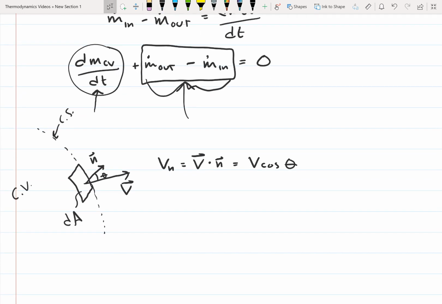So the reason why this is the case, let me just remind you real quick what the dot product is. The dot product is just going to be the magnitude of V multiplied by the magnitude of N multiplied by the cosine of theta. Well, since this is the unit normal vector, N is just equal to 1, and it's because this is the unit normal vector.